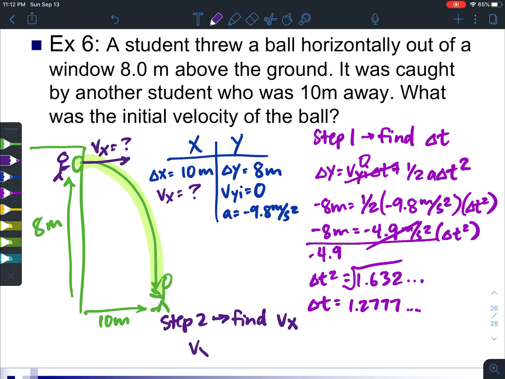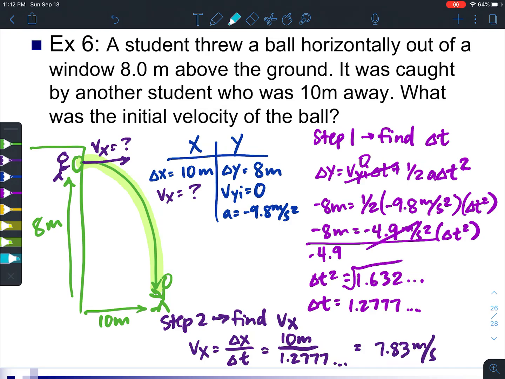So I'm going to use my horizontal equation, which says Vx equals delta x over delta t. I'm going to plug in my numbers from my chart. So I have 10 meters over 1.2777, etc. And when I put that into my calculator, I get about 7.83 meters per second. And that is my final answer for this problem.